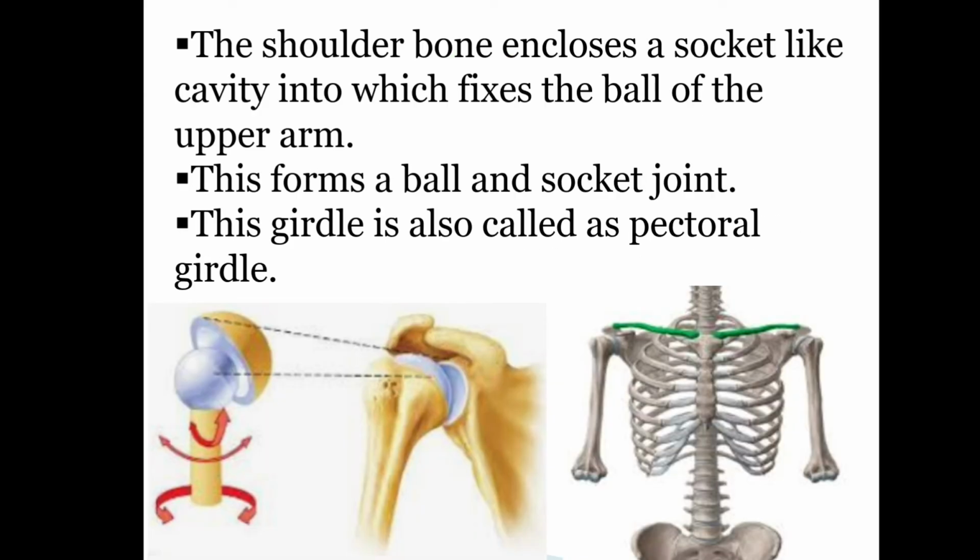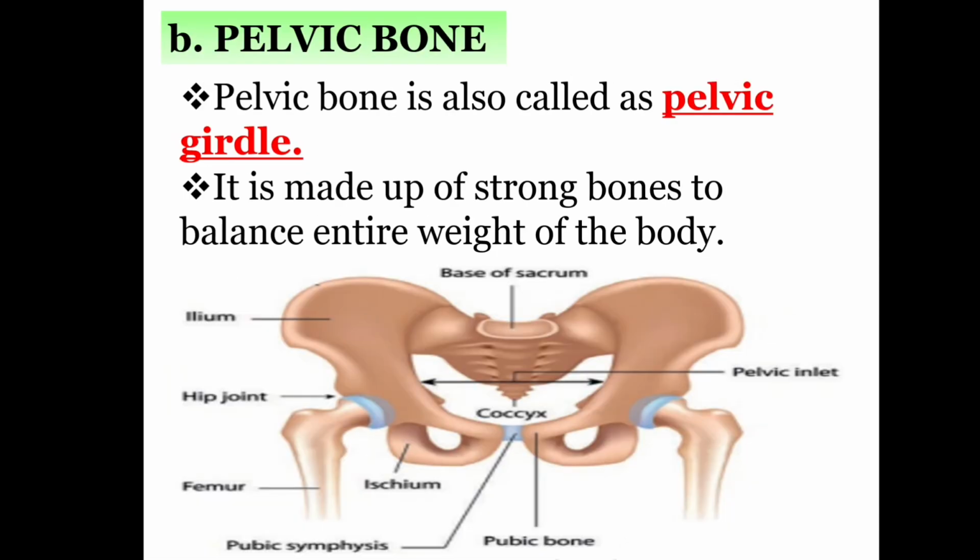The shoulder bone encloses a socket-like cavity into which it fixes the ball of the upper arm. This forms a ball and socket joint. This girdle is also called the pectoral girdle.